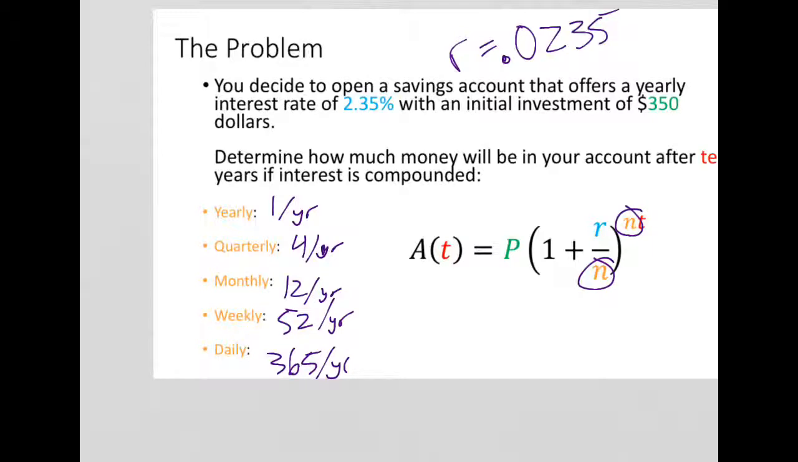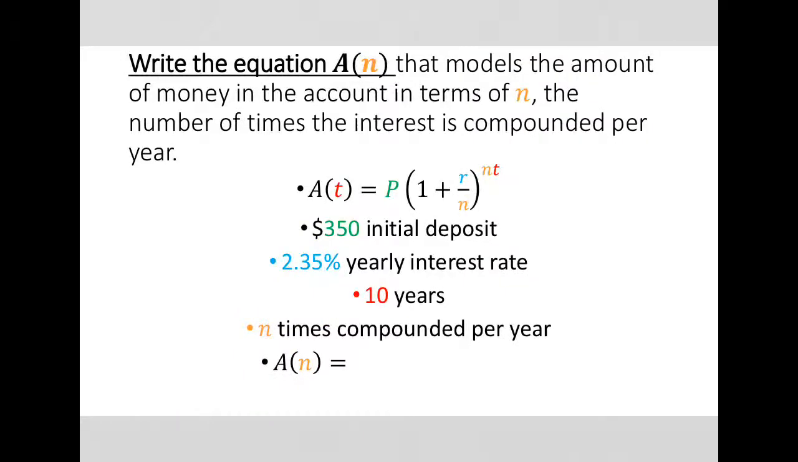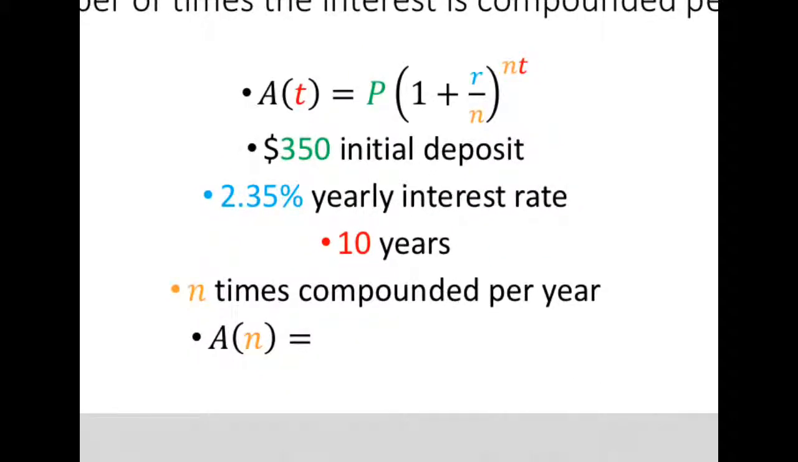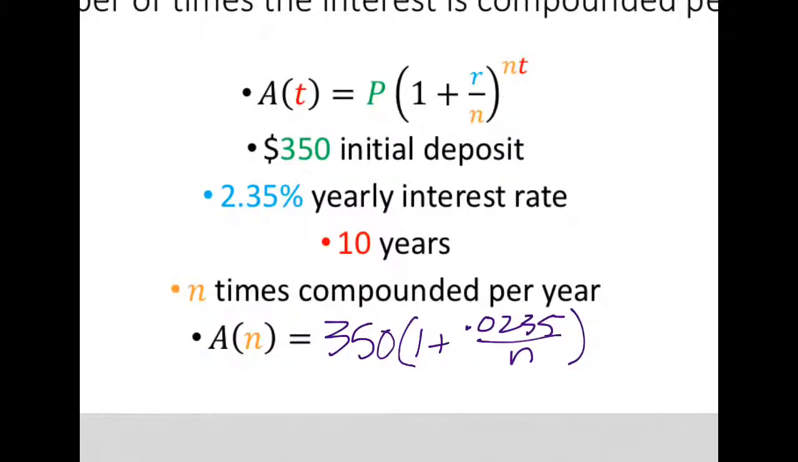So let's go ahead and write an equation here to model this situation. And I am going to say that A of n, so the amount of money I have with respect to the number of compoundings, is going to be my initial deposit of $350 times 1 plus my rate, which is 0.0235, divided by n, which is the number of compoundings. I'm going to raise that to n, the number of compoundings, times t, the time, which is 10 years. So I'm going to write that as 10 times n.